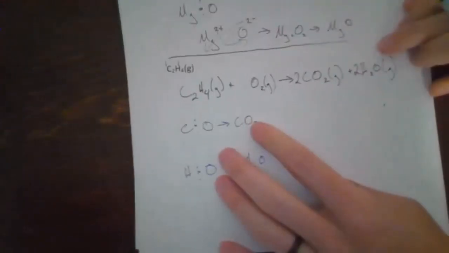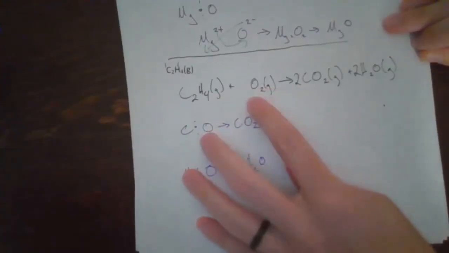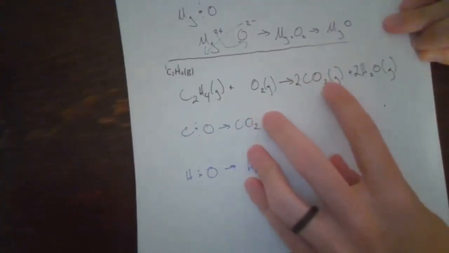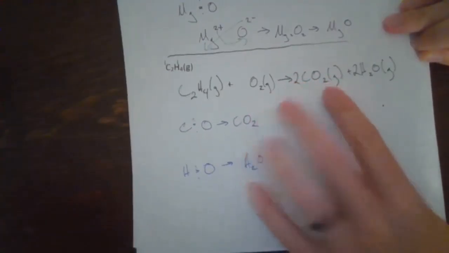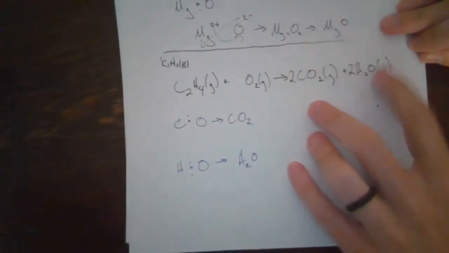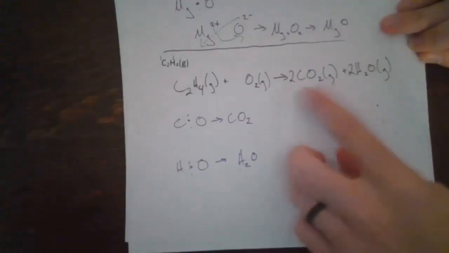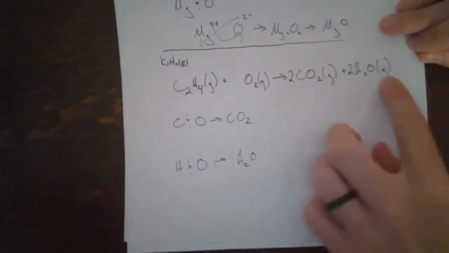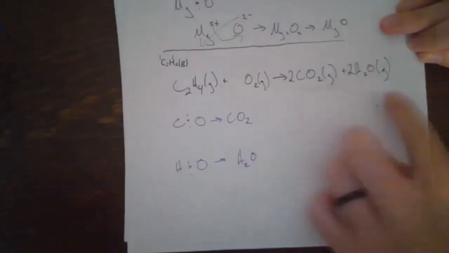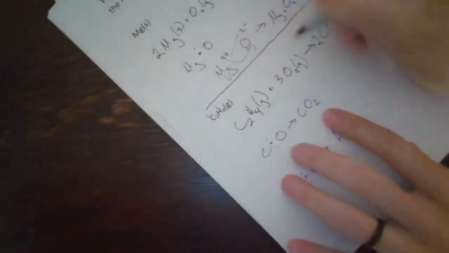Another 2. Then for the oxygens, I have 2 oxygens on my reactant side. For my product side, I have 2 carbon dioxide molecules. So 2 times 2 is 4 oxygens. I have 2 water molecules, each with 1. 2 times 1 gives me 2. So I have 4 oxygens, 2 oxygens. This is 2 oxygens over here. So I have 6 over here. 2 times what equals 6? 3.